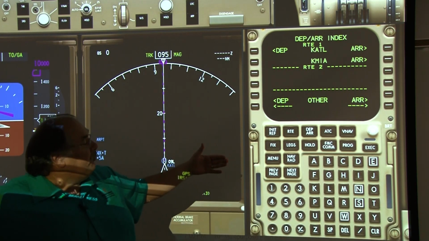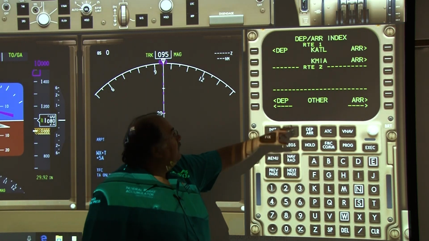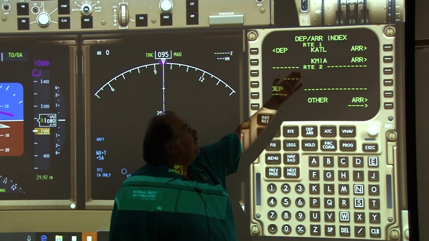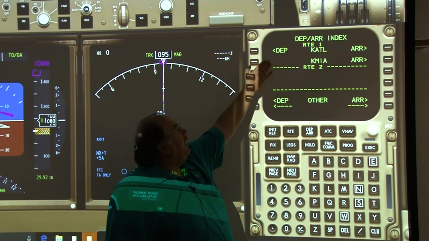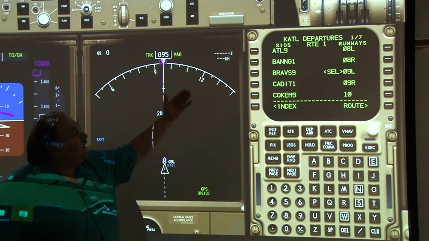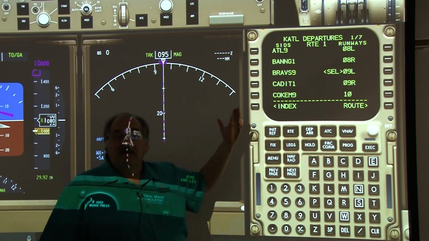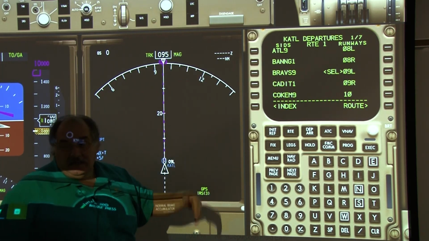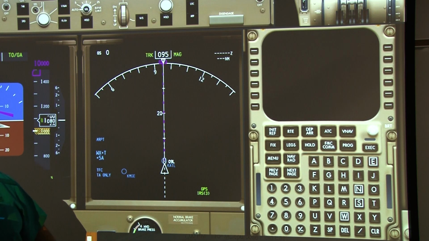So I've now pushed the departures arrival page right here. And it says, okay, what do you want? I've got a new index here, a new menu. I'm departing out of Atlanta, so I'll push LSK1 left. And now I get all these different departures. So it's the Atlanta 9 departure. I'll select the Atlanta 9 departure, LSK1L.